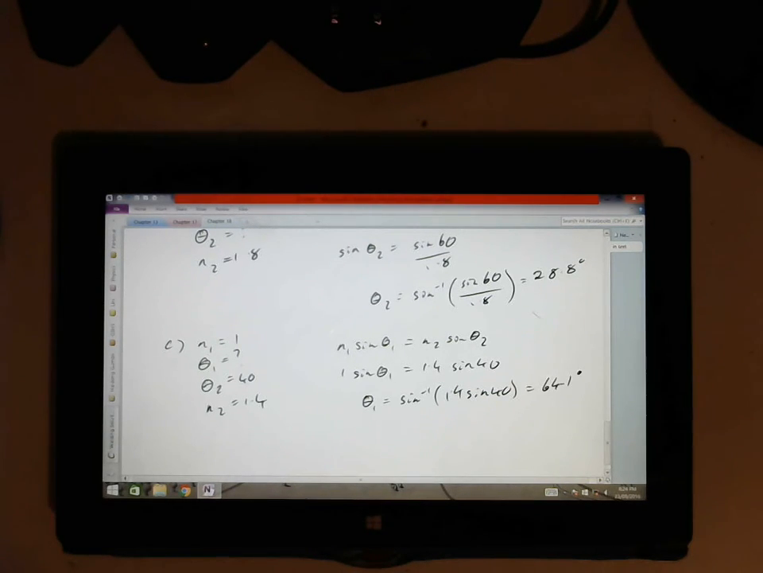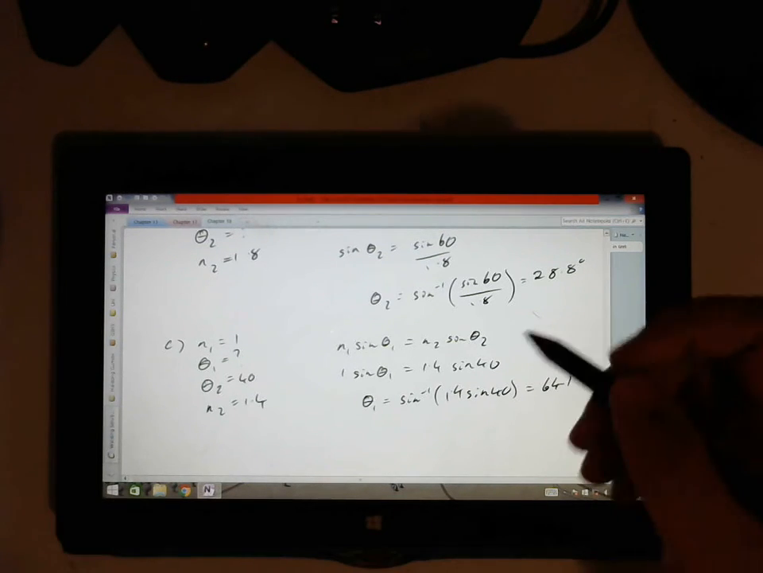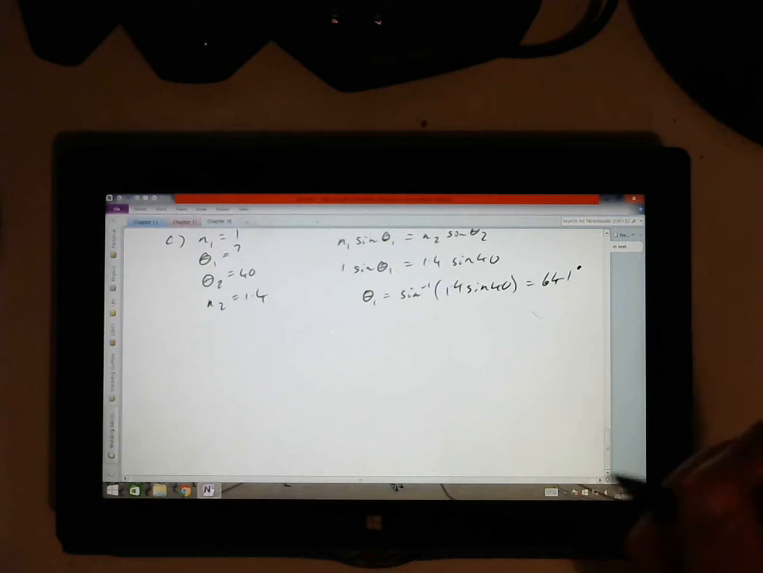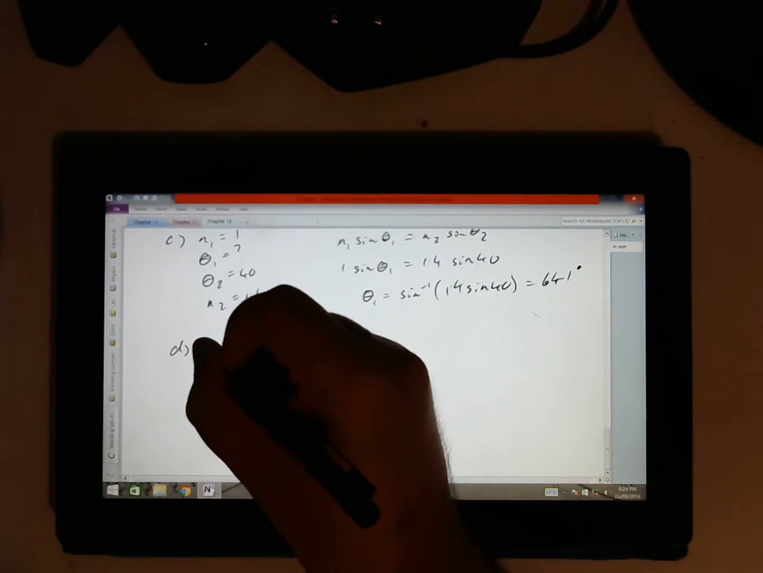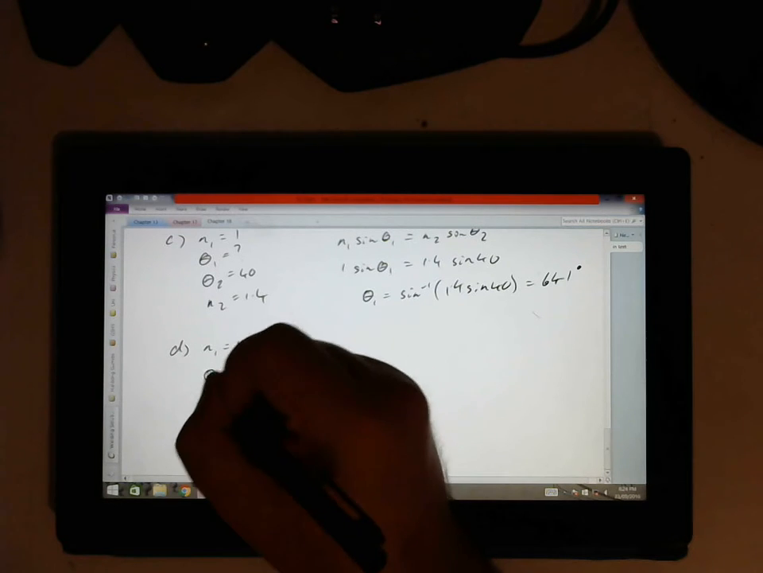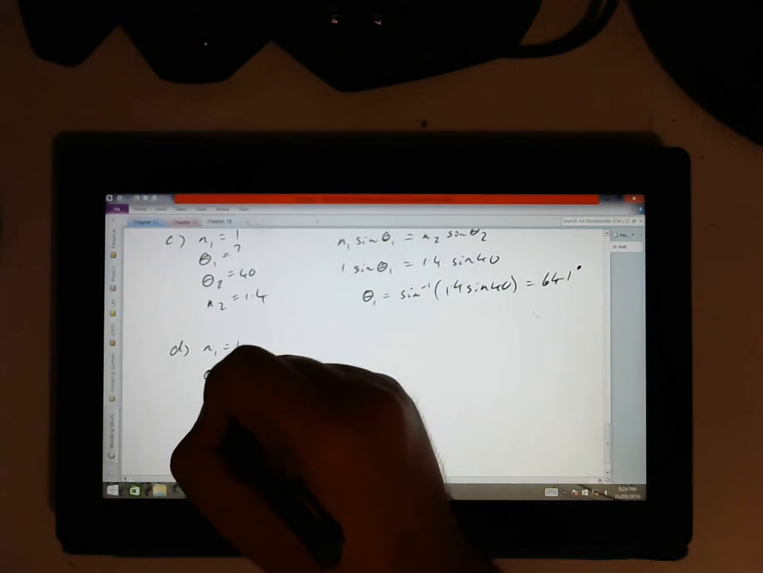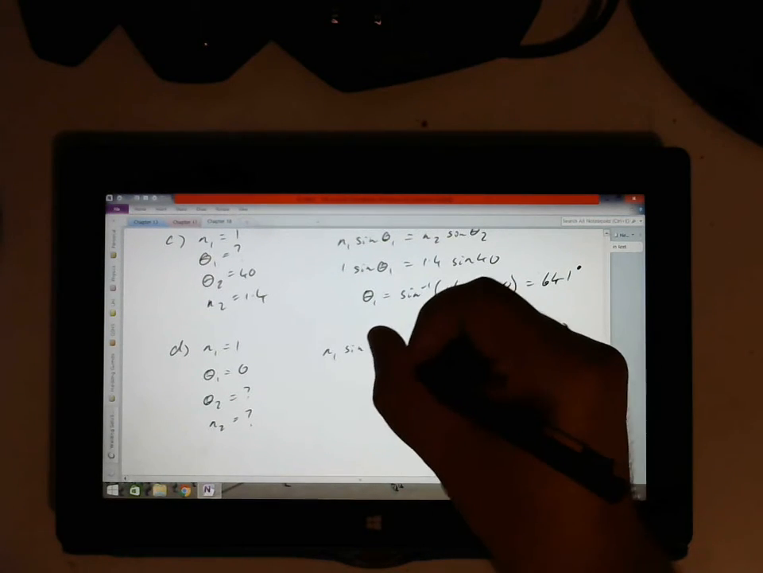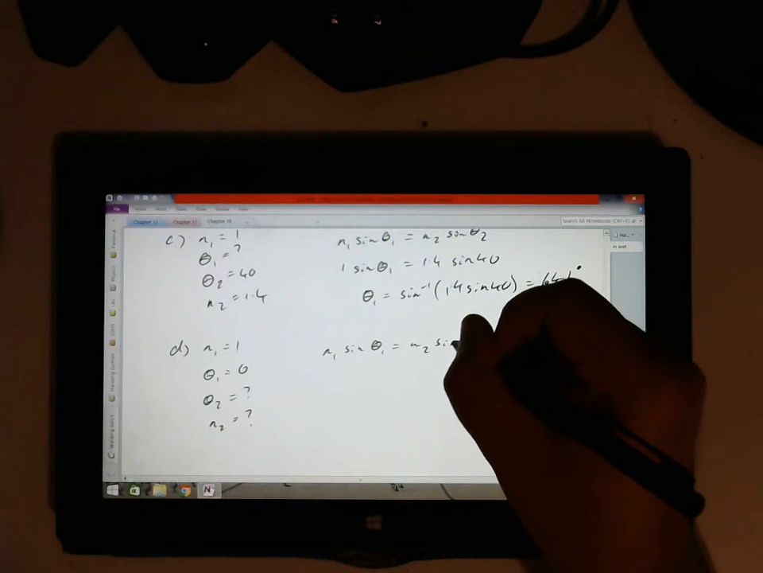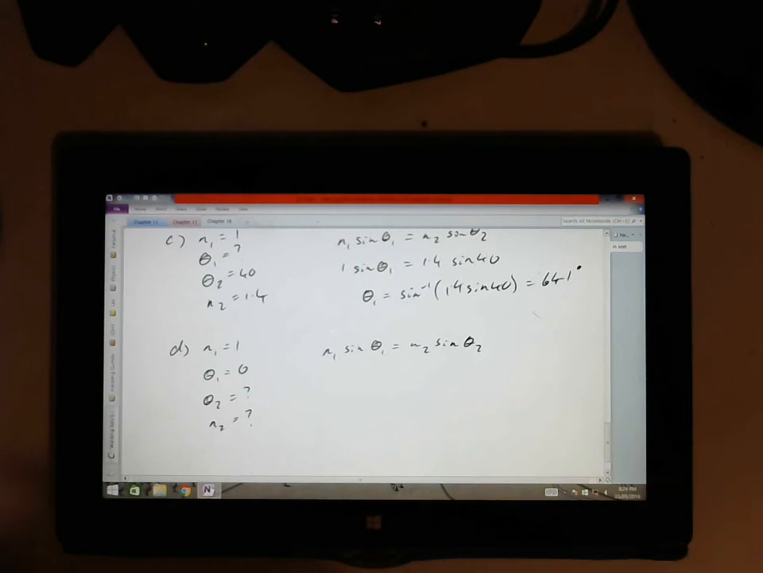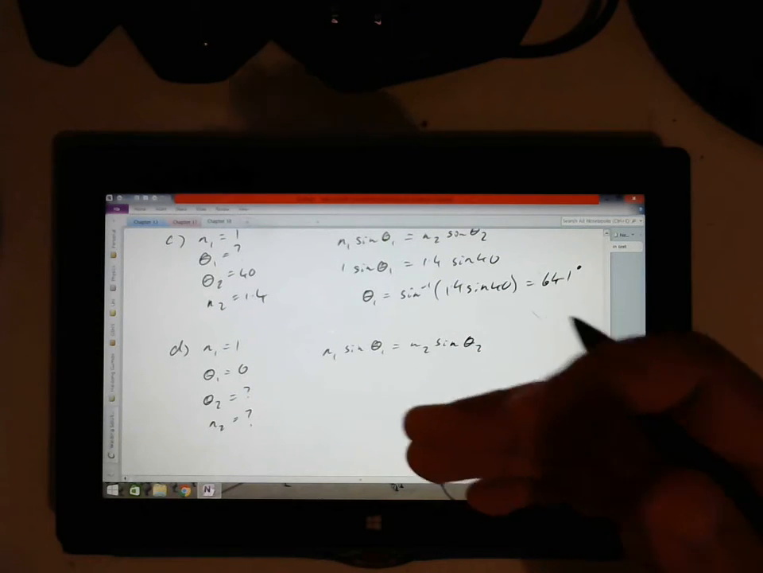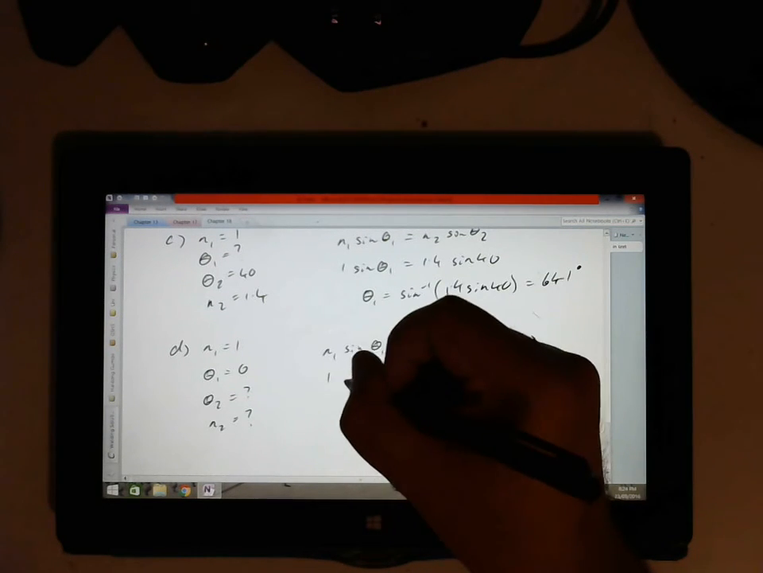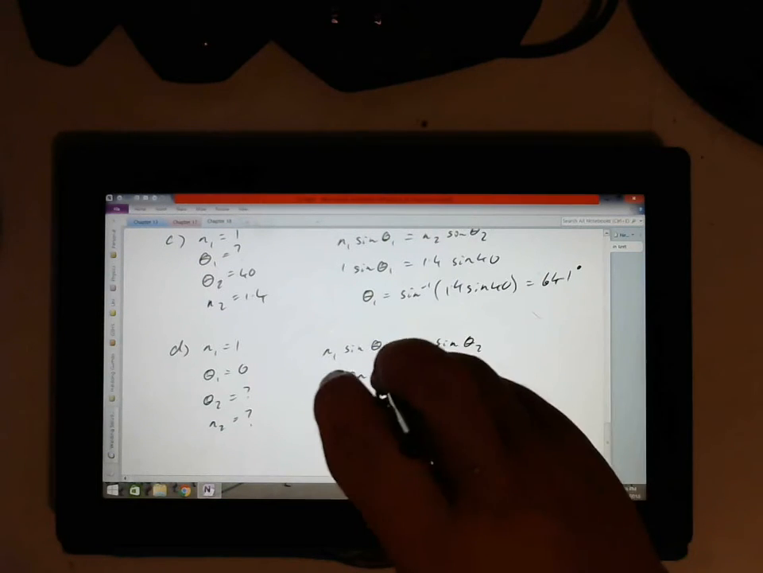Alright, now let's have a look at D. So we don't have two bits of information, we've got one bit of information. We've still got that n1 equals 1, but let's see what we get. D: n1 equals 1, theta 1 equals 0, theta 2 equals don't know, n2 equals don't know. Let's write this down. n1 sine theta 1 equals n2 sine theta 2. I don't like the answer the book's given, because I do think it is worthwhile solving this properly to see what happens. Let's substitute 1 times sine of 0.